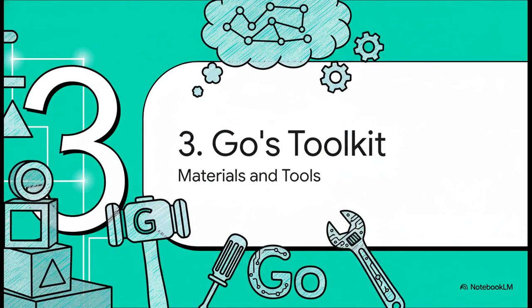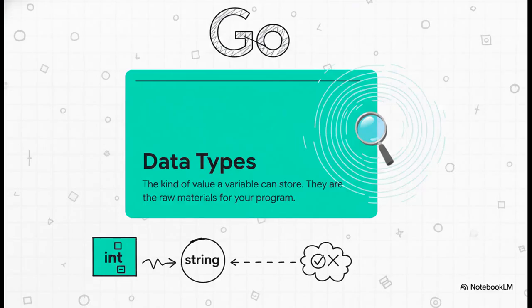Okay, so we've got our blueprint. Now we need the materials and tools to actually build the thing. In programming, this just means understanding the basic building blocks of the language itself. So let's take a look at the core components Go gives us to work with. So the most fundamental materials are called data types. All they do is tell the program what kind of information it's storing.